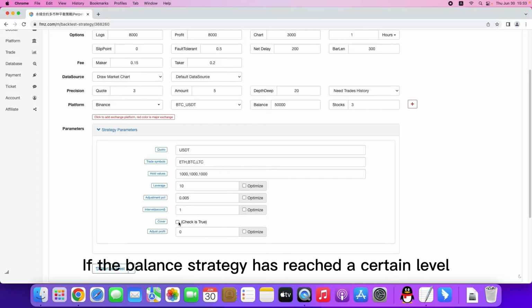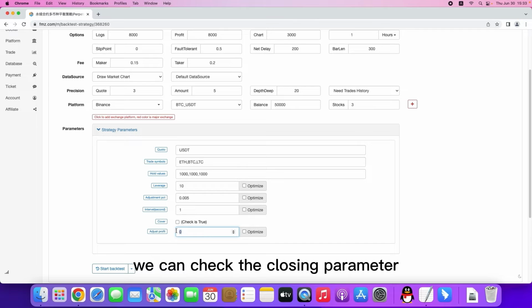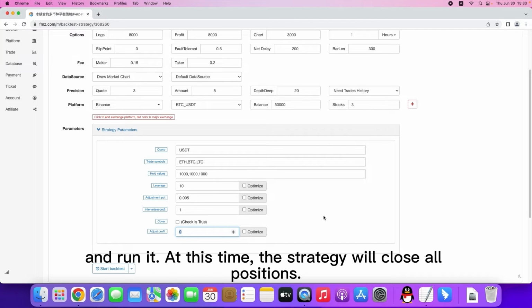The next parameter is the closing parameter, usually unchecked. If the balance strategy has reached a certain level, and if we do not want to continue to hold the position, we can check the closing parameter and run it. At this time, the strategy will close all positions.